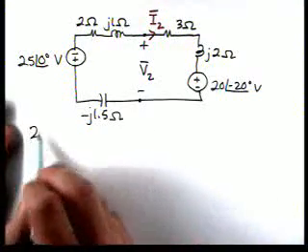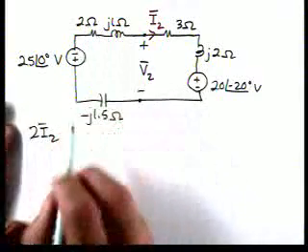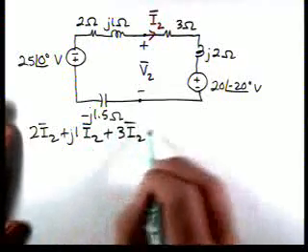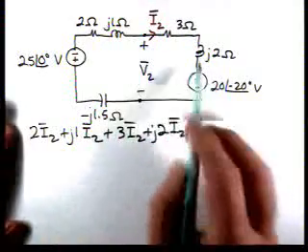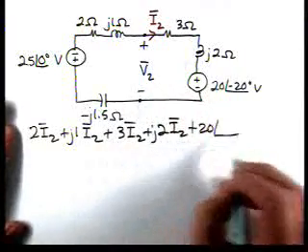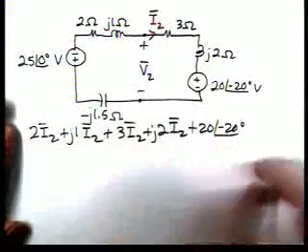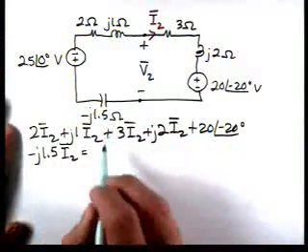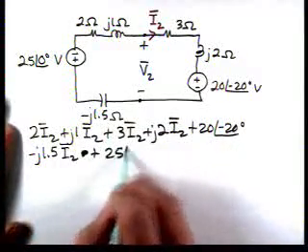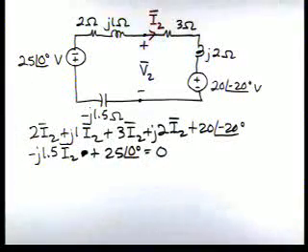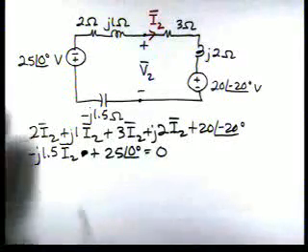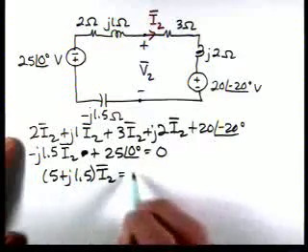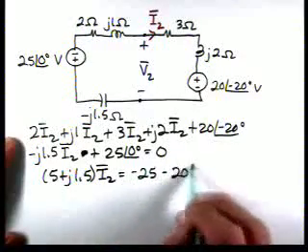So if we go in, we'll have 2I2 drop here plus J1I2 plus 3I2 plus J2I2, which is a drop here, plus 20 at an angle of minus 20. Coming back around, we have minus J1.5 times I2 plus 25 at an angle of 0 equals 0, so that's just KVL. So we have 5 plus J1.5 times I2 equals minus 25 minus 20 at an angle of minus 20.